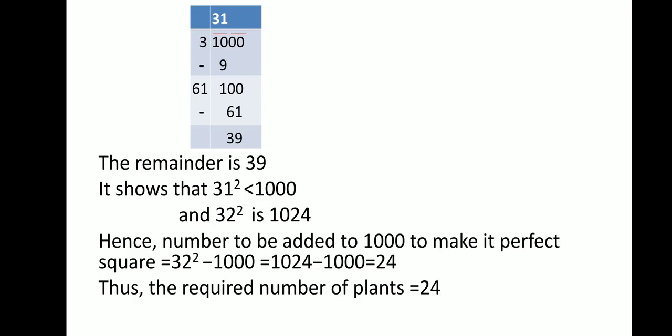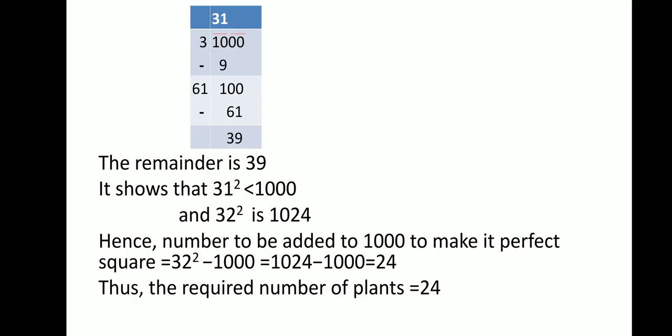Now double of 3, the quotient, that will be 6. Now I need to write the largest possible digit along with 6 and along with 3, so that when the new divisor is multiplied by that new digit in the quotient, the product is less than or equal to the dividend. So here if I take 61 into 1, that is 61. After subtracting, the remainder will be 39.